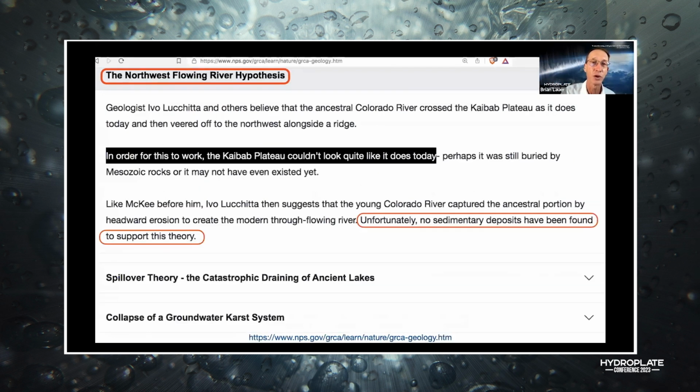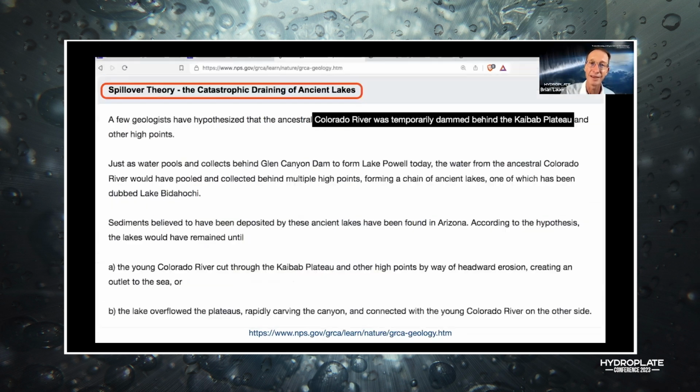The other one's the Northwest Flowing River hypothesis. In order for this to work, the Kaibab Plateau couldn't look quite like it does today. And unfortunately, no sedimentary deposits have been found to support this theory. Well, throw that theory out.